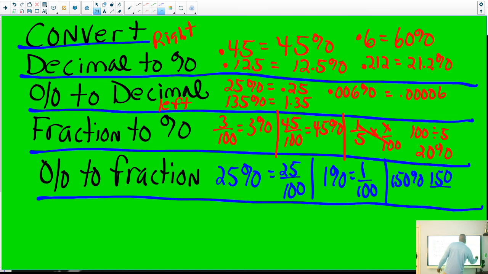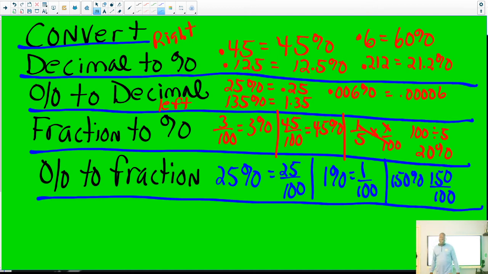150 over 100. Don't put over 1,000. Put over 100. Everybody see the conversions right there? Make sure you write this conversion table down and know the rules. So everybody got it? It's very important.